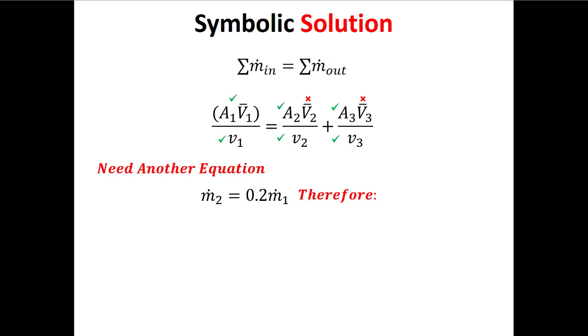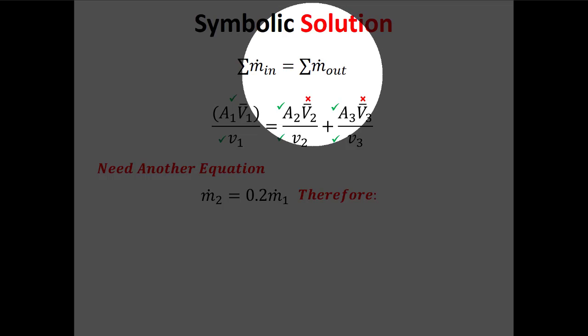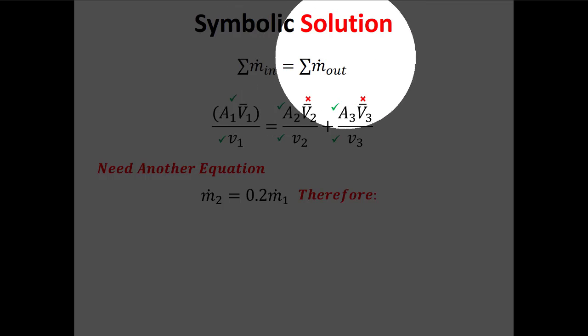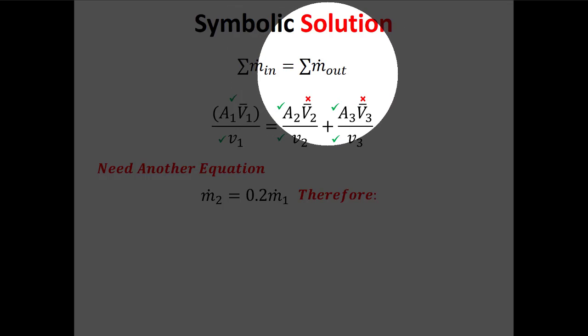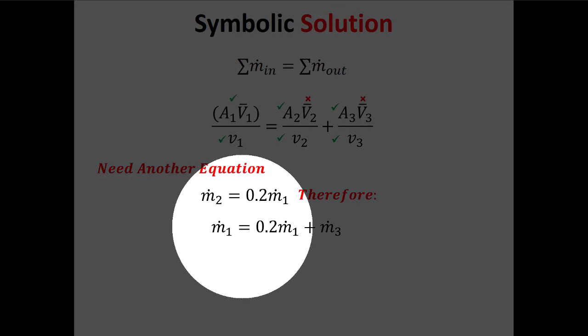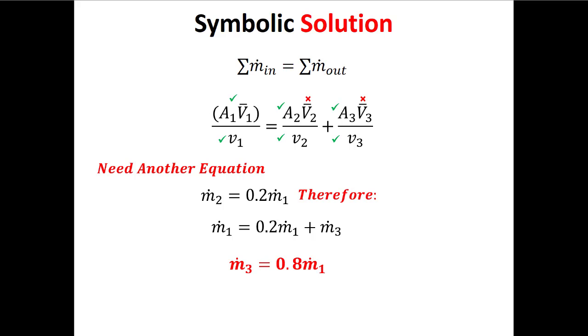So now if we're at steady state, I know that the sum of all the mass flow rates in is equal to the sum of all the mass flow rates out, right? So if everything that goes in has to come out at the same rate, and I have 100% of the mass flow rate going in and 20% going out at state 2, that must mean that I have 80% of that mass flow rate going out at state 3. Or mathematically, I know that m dot 1 is equal to 0.2 m dot 1 plus m dot 3. I can isolate for m dot 3, and I find that m dot 3 is 0.8 m dot 1.